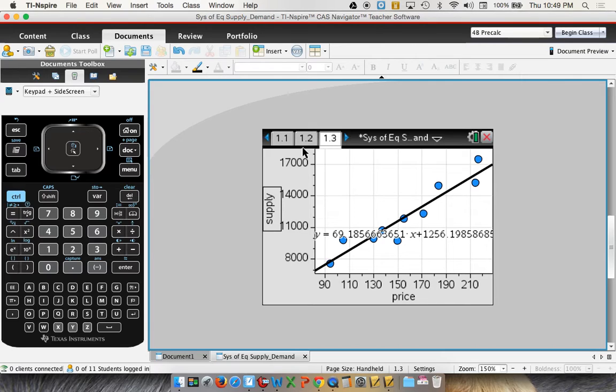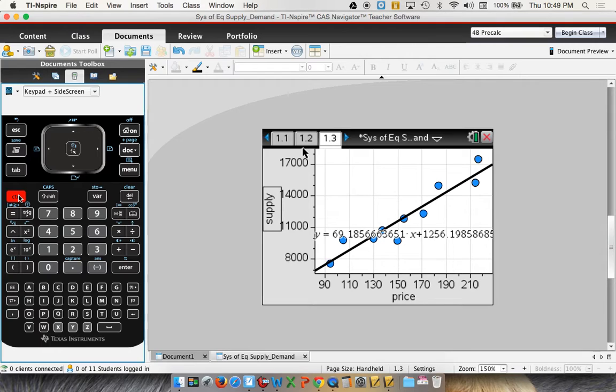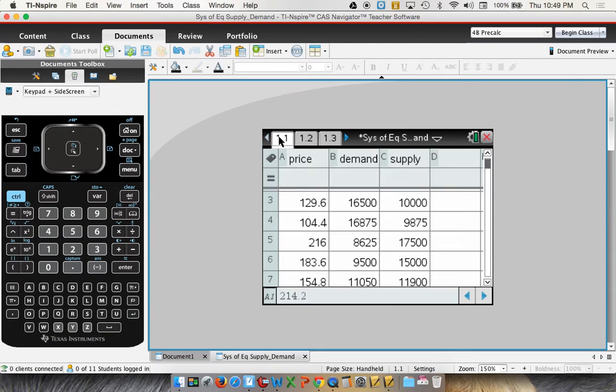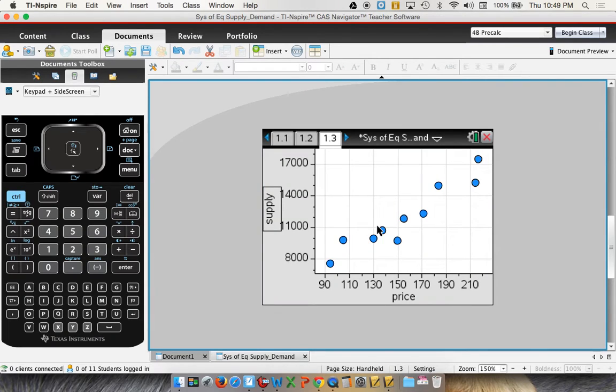Because since I want the equilibrium point, I need to know where this supply and demand equation equal each other. Now, in order to do that, I need to intersect. And you can't intersect on a data and statistics page. So here's where you have to go add another page. I've actually created that page, I hope. Thought I had. Maybe I hadn't. Okay, maybe I didn't do that.